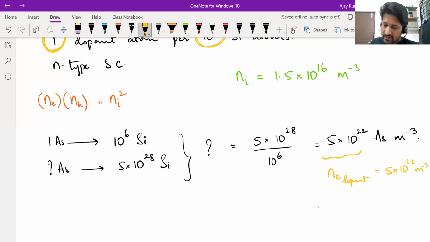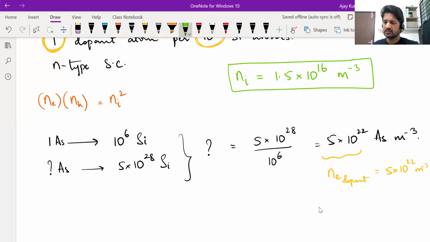Now you look at the existing concentration of charge carriers. Intrinsic charge carrier concentration is just 1.5 into 10 power 16. Means those many electrons and those many holes were there per meter cube in pure silicon. But once you dope it, arsenic itself is giving you 5 into 10 power 22 conduction electrons per meter cube. Existing number is just 10 power 16, but after doping, the extra electrons number is 10 power 22. 10 power 16, 10 power 22, there's a factor of 10 power 6.